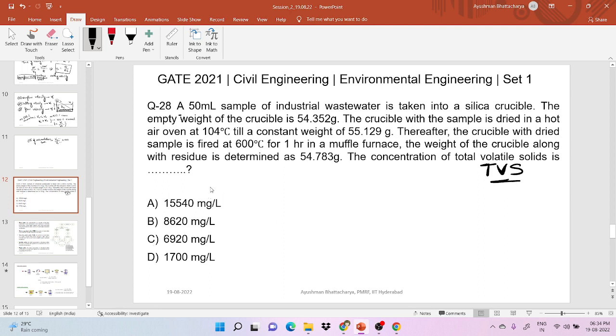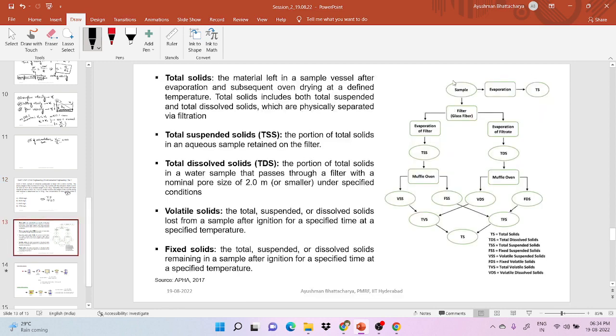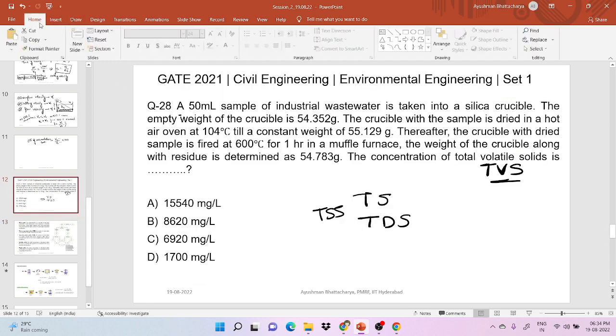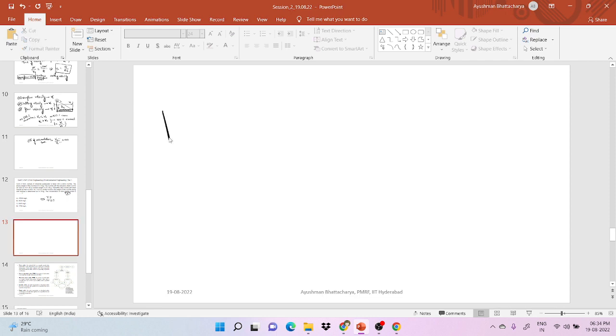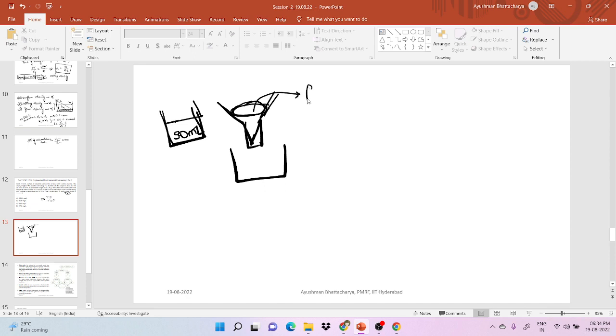Before solving this question, let's understand what total solids, total dissolved solids, and total suspended solids are. First I will explain everything, then we will read from the next slide. Suppose you have a 50 ml sample of wastewater, and you have a conical flask in which you have kept a filter. This is the filter, this is the conical flask, and this is the beaker.